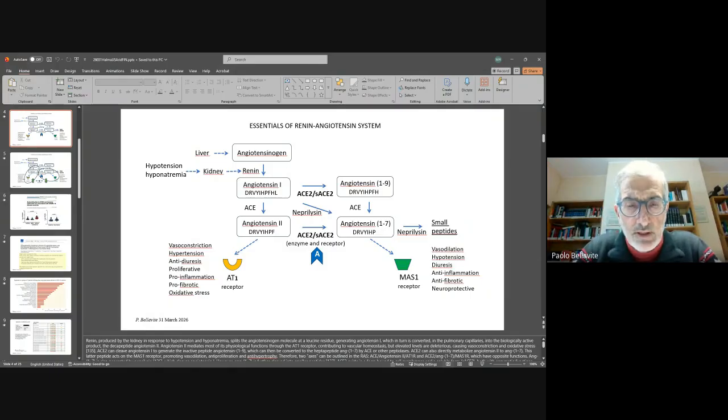Exactly. Thank you. The renin splits the angiotensinogen molecule at the leucine residue, generating the decapeptide angiotensin 1, which in turn is converted in the pulmonary capillaries to the biologically active product angiotensin 2. Angiotensin 2 mediates most of its physiological function through the AT1 receptor, contributing to vascular homeostasis, but elevated levels are deleterious, causing vasoconstriction, coagulation, inflammation, and oxidative stress.